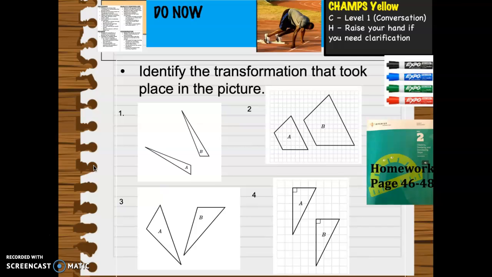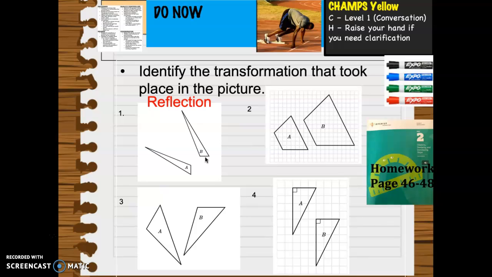Dilation is the one that we just started learning, where it goes from larger to smaller or vice versa. In this case, if I look at number 1 and I look from A to B, remember you always start with your letter that goes in descending order of the alphabet. A comes before B. I can see this N is now here. It's the opposite, which means I need to flip it, so it's a reflection.